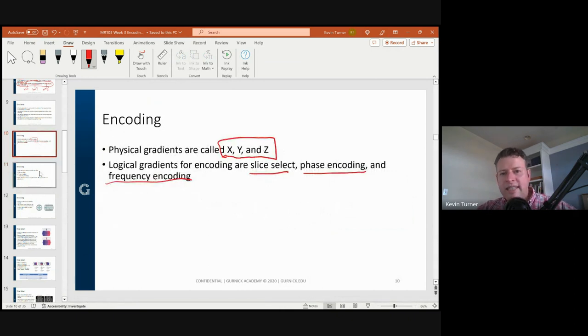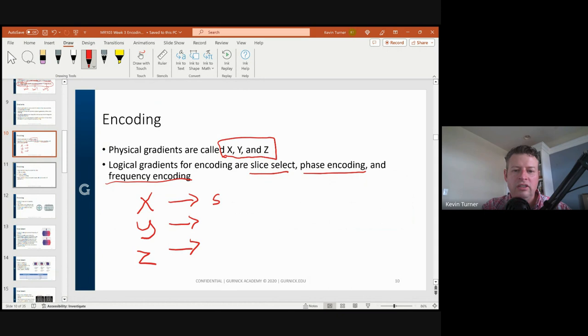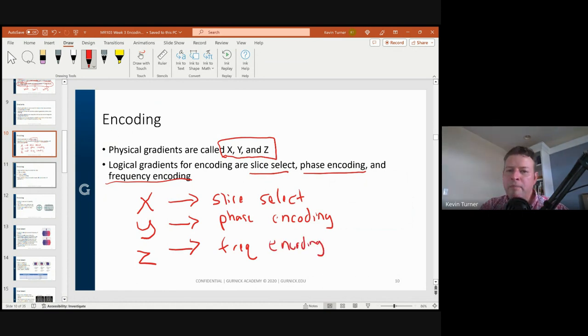So every time we do a scan, we take these three physical gradients and we give them one of the jobs. So when I run this scan, maybe the X gradient does the job of slice select. And maybe the Y gradient does the job of phase encoding. And maybe the Z gradient does the job of frequency encoding. But then when I go run my next pulse sequence, these may change.